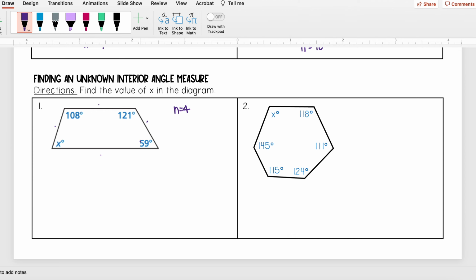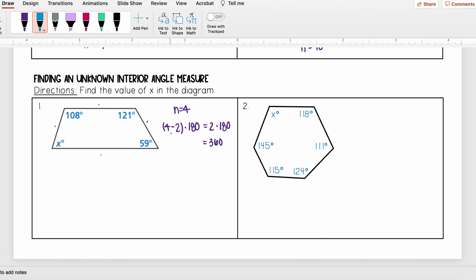We did just learn in the corollary to the polygon interior angles theorem that the sum of the measures of the interior angles of a quadrilateral is 360 degrees. So you could skip straight to adding these all up and setting it equal to 360. However, let's say you didn't remember that was the case. If you didn't, that's okay. You can just use our formula. So you get 4 minus 2 times 180, which is equal to 2 times 180, which is equal to 360. So we still get 360.